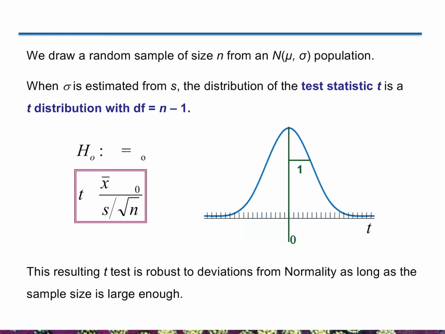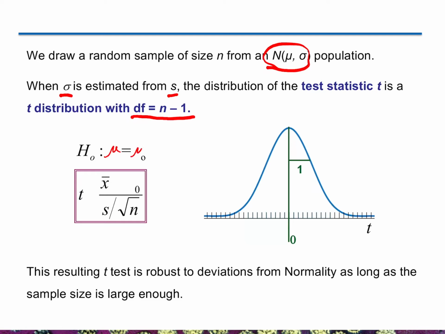Okay, so the idea is that we draw a random sample of a given size from a normally distributed population, right? And it has these characteristics, okay? When our population standard deviation is being estimated from our sample standard deviation, so we're estimating sigma from our sample standard deviation, the distribution of the test statistic, t, is called a t-distribution, and it has degrees of freedom of n minus 1.